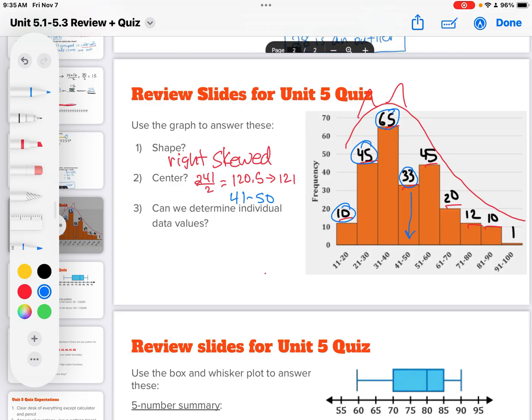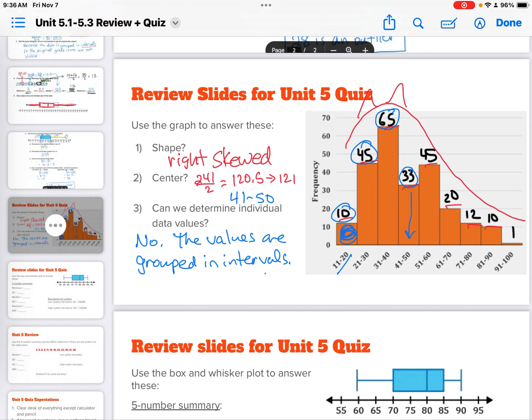Then it says, can we determine the individual data values? The answer to that is no. The values are grouped in intervals. What that means is, let's say in this first bar, I know that I had 10 data values between 11 and 20, but I do not know how many of them were each score. I don't know what each of those scores were.